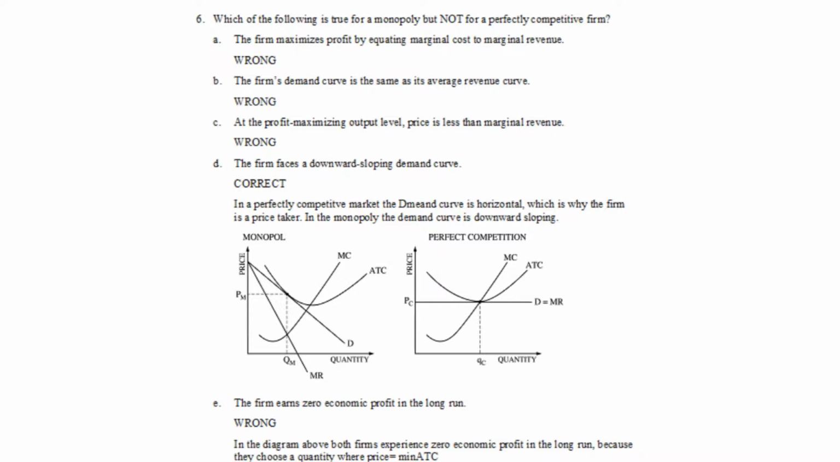So D, the firm faces a downward sloping demand curve. Now this is correct. You see, we're looking for what's true for monopoly but not for a perfectly competitive firm. So in a perfectly competitive market, the demand curve is horizontal, which is why the firm is a price taker. In the monopoly, the demand curve is downward sloping.